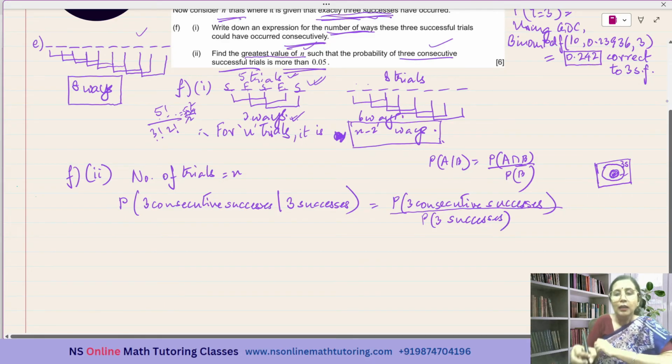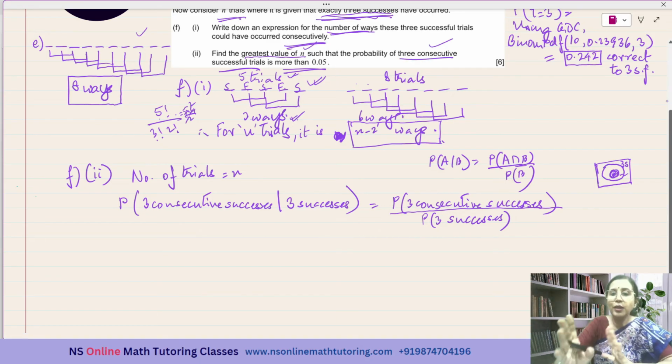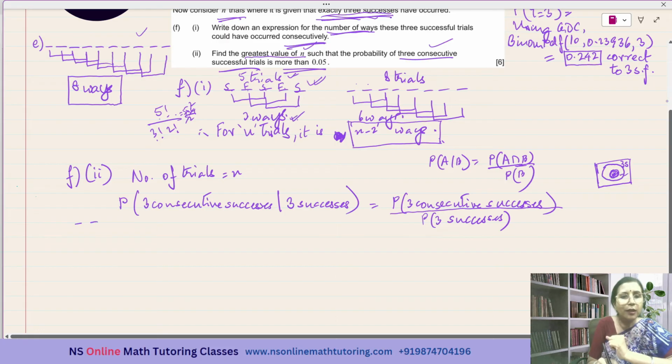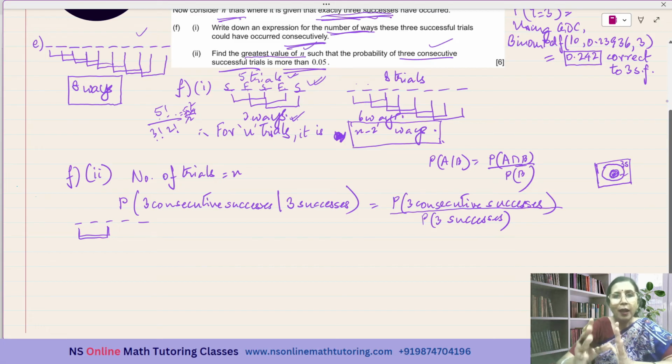Clear? Now, what is the probability of having 3 consecutive successes in n trials? Okay. So, I'm considering first a single case where we are having 3 consecutive successes, and I cannot draw n number of trials. I have to take a finite number. I'm taking 5. Okay? 1, 2, 3, 4, 5. So, I'm just taking this part. The first 3 trials are successes. So, they are one of the options of having 3 consecutive successes. So, what will be the probability?